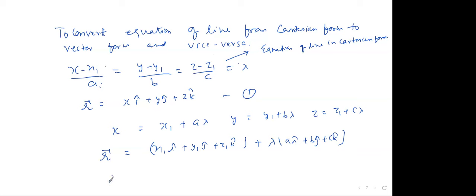So this will be r vector equals to, negative signs are there, negative, negative, negative, so make it positive: x1 i cap plus y1 j cap plus z1 k cap. Take plus lambda, and then whatever is in the denominator, a, b, c, take a i cap plus b j cap plus c k cap. That's very simple.